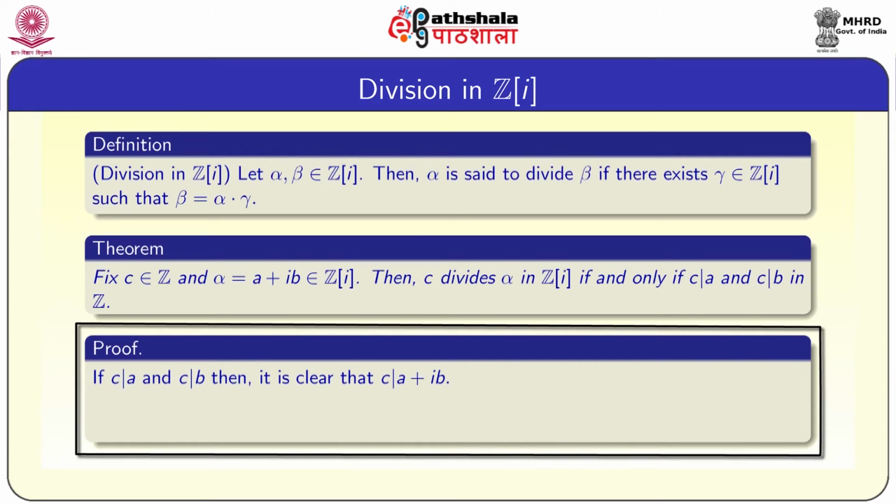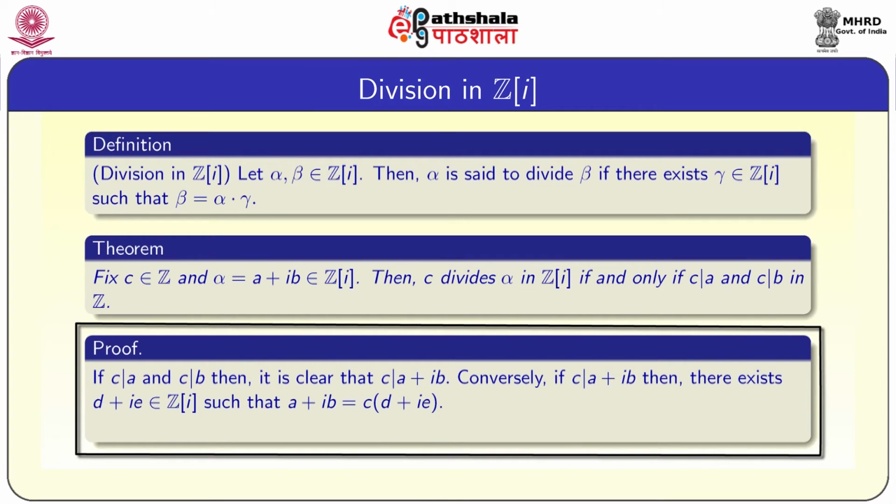So, the proof goes like this. Since it is an if and only if condition, we first assume that c divides a and c divides b. Then it is clear that c divides a plus ib, because c divides a means a is equal to c times some x, and c divides b means b is equal to c times y. If you substitute the values of a and b in a plus ib, then a plus ib is equal to xc plus i times yc. So, I can take c common. So, c divides a plus ib.